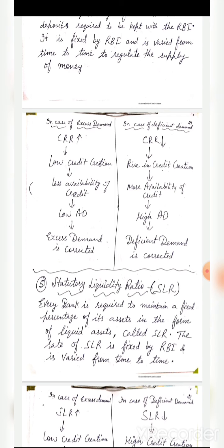In case of deficit demand, CRR will be lowered. Then there will be more credit creation, more availability of credit, high AD, and deficit demand can be corrected.